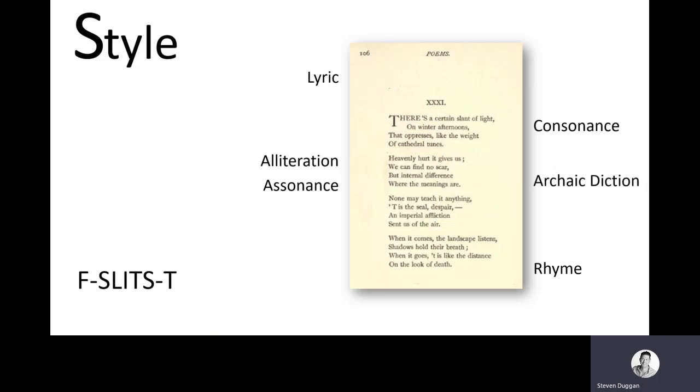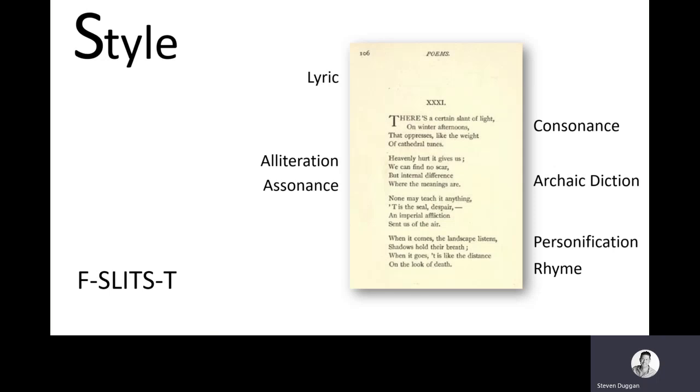What else do we have here? Well, we have archaic diction. The language she uses is quite old-fashioned, even for her own time. We have in verse 3, 'tis the seal despair. And then in the second last line of the poem, 'tis like the distance on the look of death.